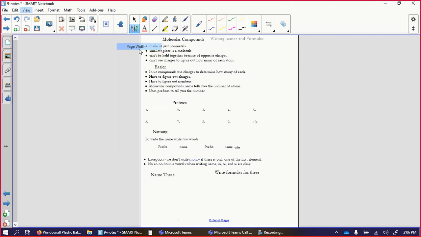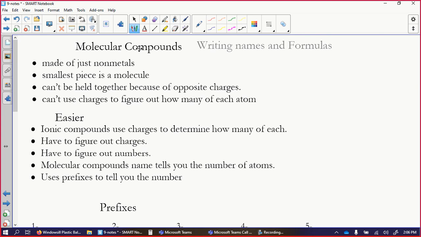Zoom whole page. So we do ionic compounds. Ionic compounds are the salts that are positive and negative charged ions. Properties of those include things like most of them dissolve to some extent in water. When they dissolve in water, they conduct electricity. They have high melting and boiling points and things like that.